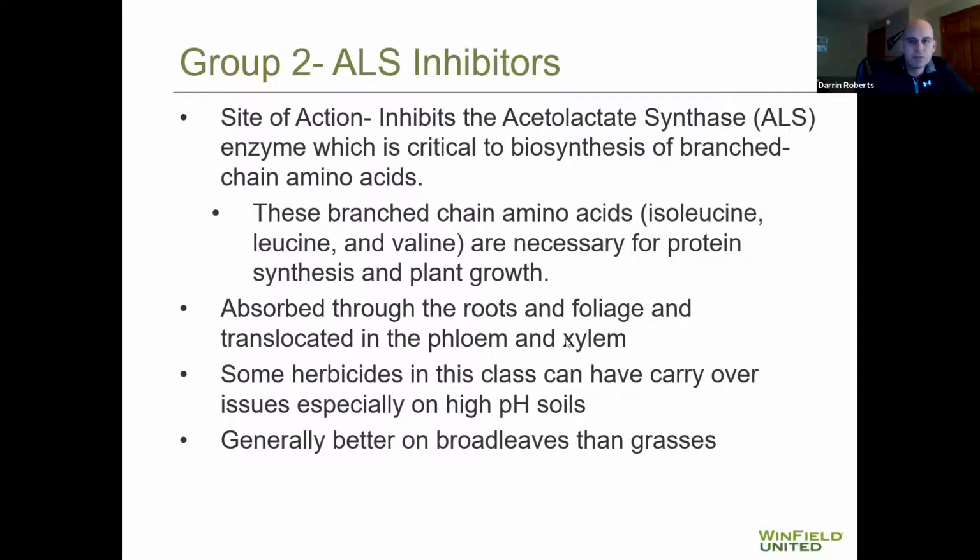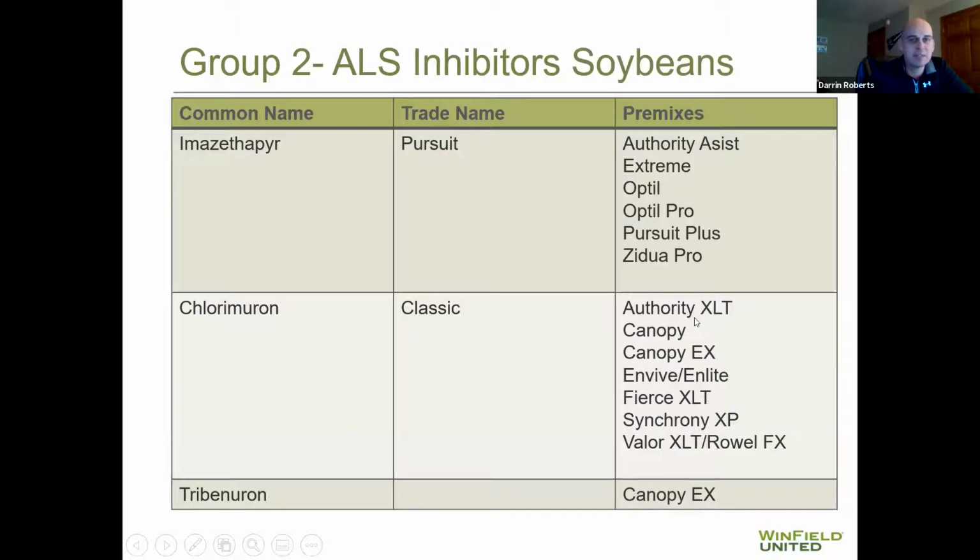ALS inhibitors, they're absorbed through the roots and foliage, and then they can be translocated through both the phloem and the xylem. Okay. And depending on our soil pH determines how quickly they're broken down in the soil. And in general, we have a little bit better activity on broadleaves and grasses. Okay. After you apply an ALS inhibitor, generally the growth of the plant stops within a short period of time, but then it's several days after that you'll start to see symptomology. Okay. So it's not an immediate effect as far as looking at those plants after they've been sprayed.